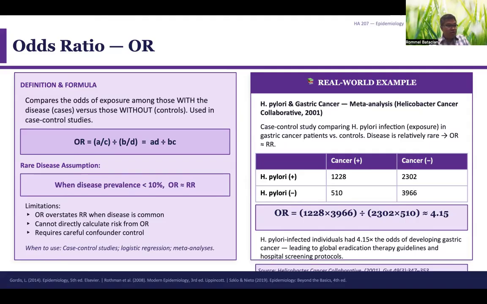And this finding led eventually to global guidelines recommending the eradication of H. pylori as part of a primary prevention strategy for gastric cancer. And this is primarily used also in situations for peptic ulcer disease, if the patient also has Helicobacter pylori infection based on testing.